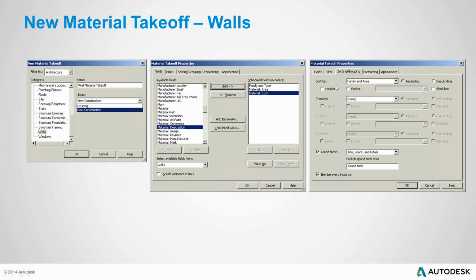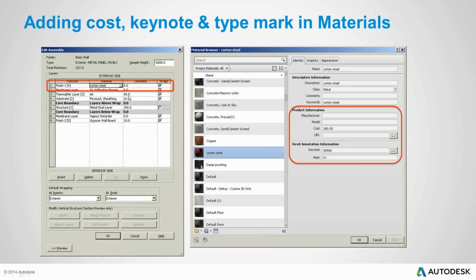And then when it comes to doing my takeoff, I can sort and group certain fields here. And then down the bottom here, I can turn on my grand totals to give me my title count and totals here and my grand total. So the results here, which I'll show you in just one second, is a table of information that we're extracting from the wall family. This is a system family.